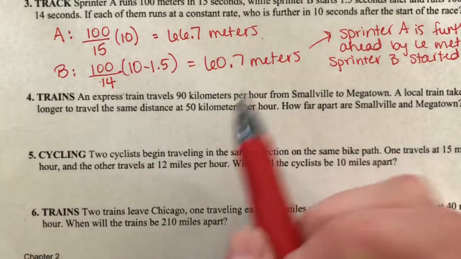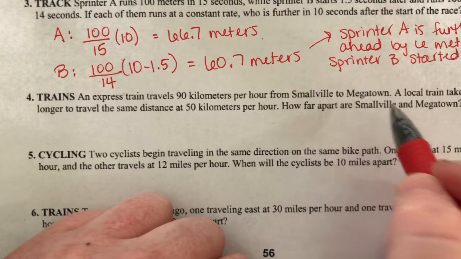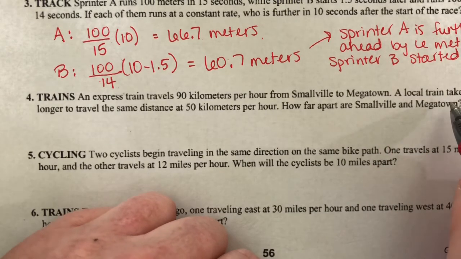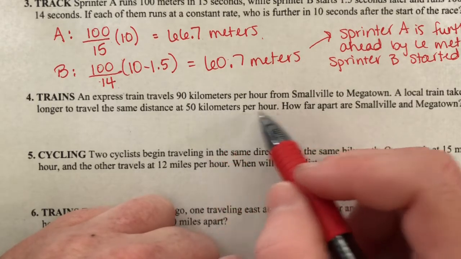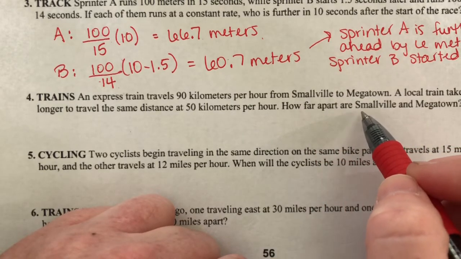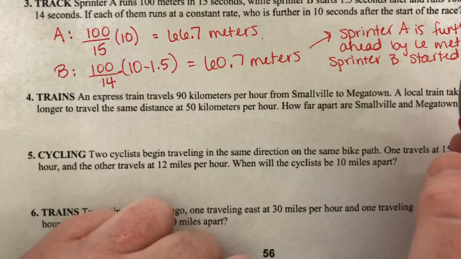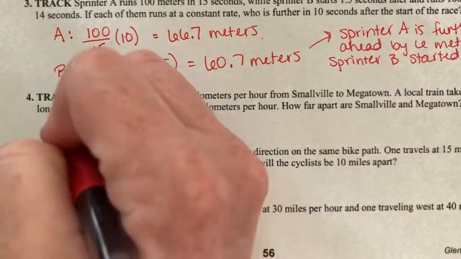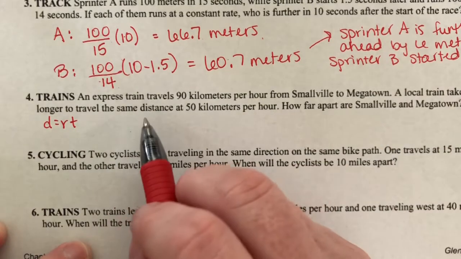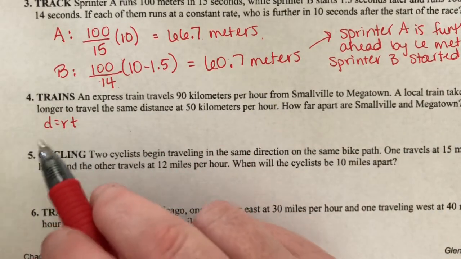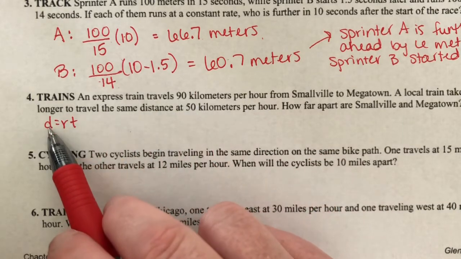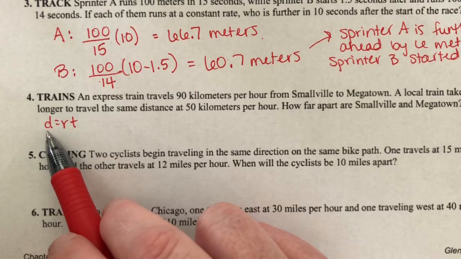All right, number 4, trains. An express train travels 90 kilometers an hour from Smallville to Megatown. A local train takes 2.5 hours longer to travel the same distance, and they're going 50 kilometers an hour. How far apart are Smallville and Megatown? So this is like a two-part question. First thing I know is distance equals rate times time, right? And if both trains are going the same distance, one's going a lot faster than the other, but the actual distance they're traveling is the same, right?